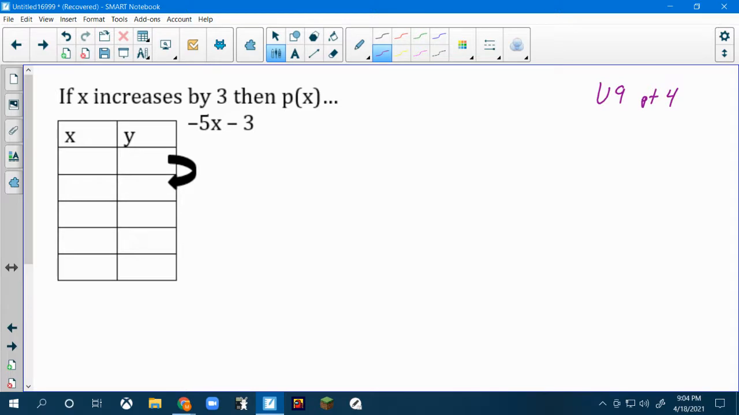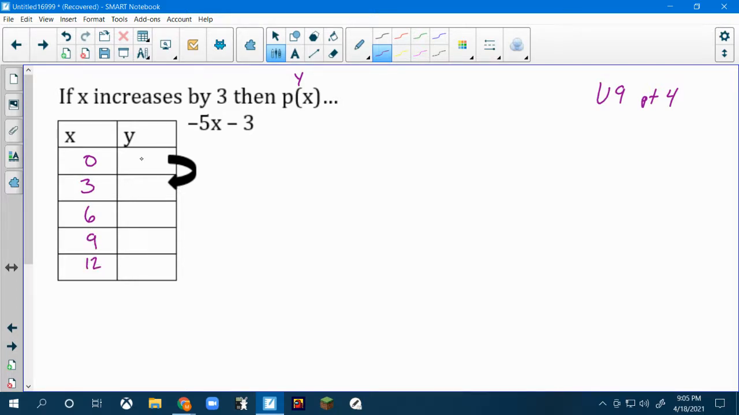We're still talking about what happens to the output when we change the input. So if x increases by 3, then p of x, or y, which is our output, does what for this function, negative 5x minus 3? We're going to start with 0. And if x increases by 3, 0 plus 3, we're just going to keep going down.